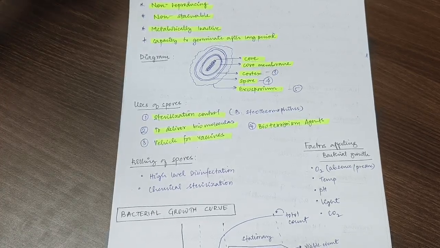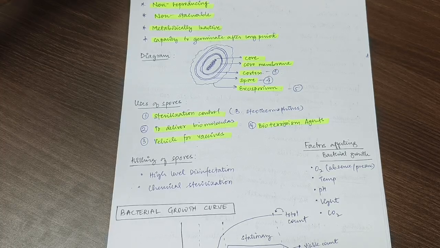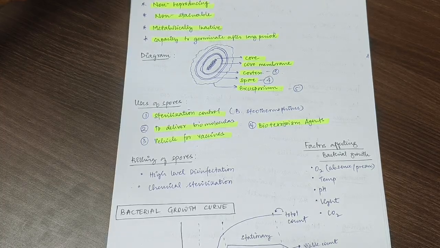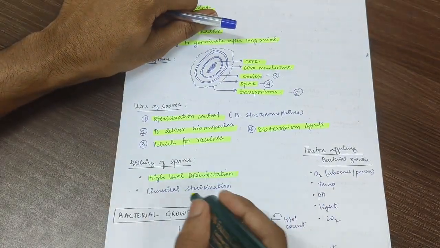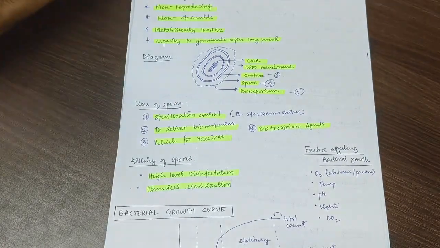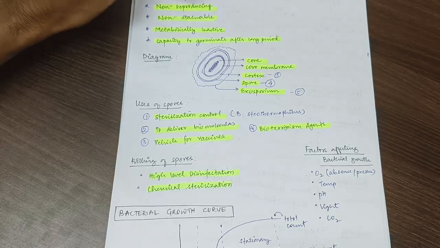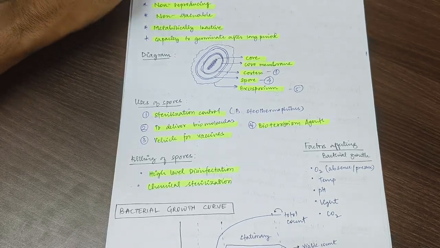Then killing of spores. How are the spores killed? There are only two methods which are effective against spores, that is high level disinfection and chemical sterilization. These are the only two things by which the spores can be killed.